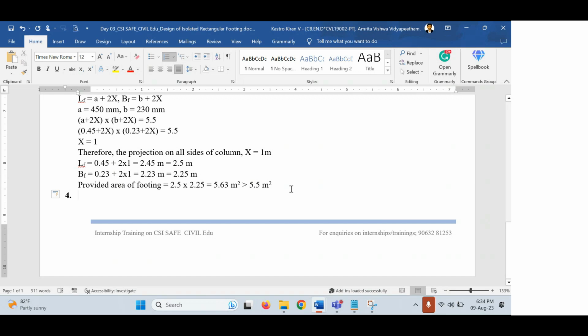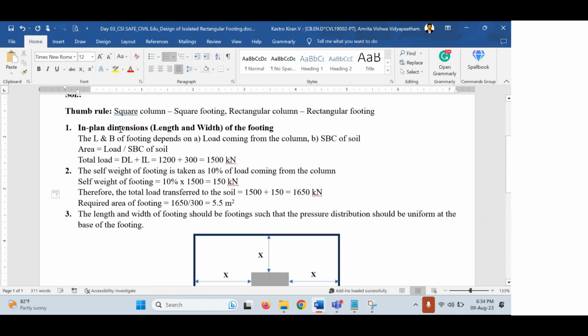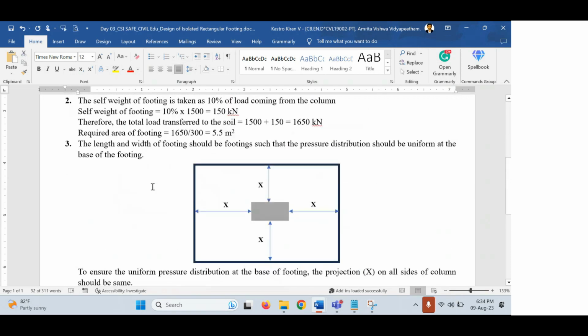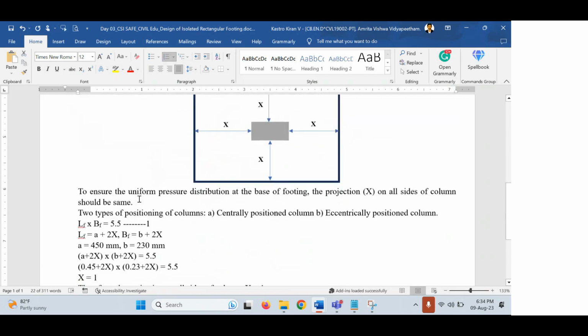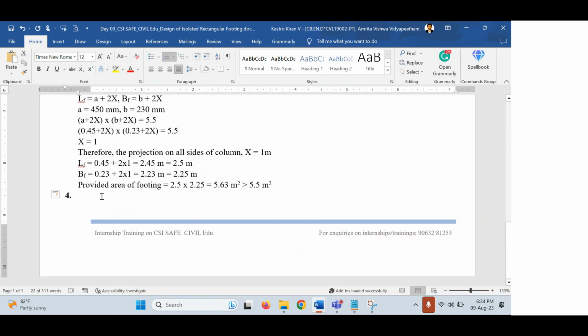So the next step is, initially we decided the loads coming onto the member, and then we decided the dimensions of the footings, that is, the length and width of the footings. Now the next thing that we have to decide is the upward soil pressure. So how do we decide this upward soil pressure?